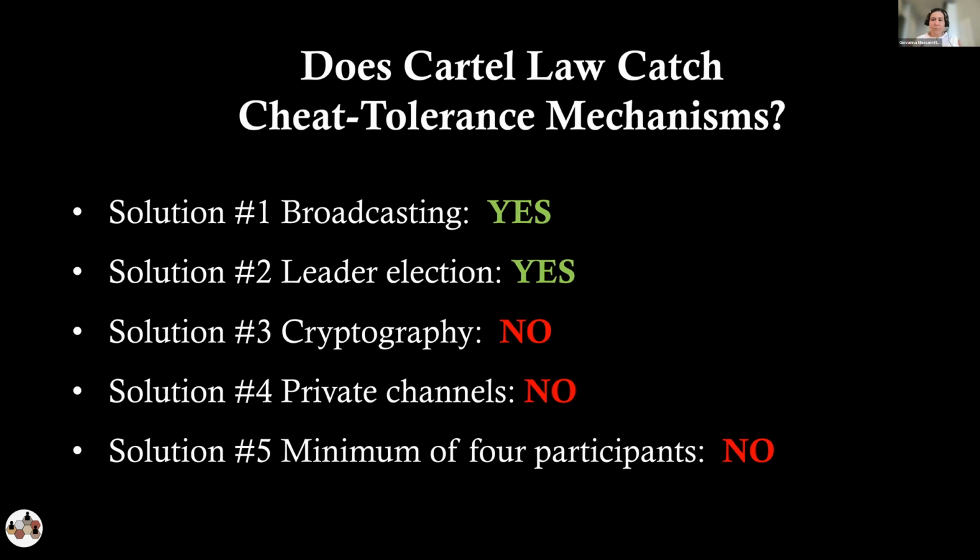Because right now, as mentioned, we look at whether there are mechanisms to detect and deter cheating, but there are situations, computer science is telling us, in which we can tolerate a degree of cheating.